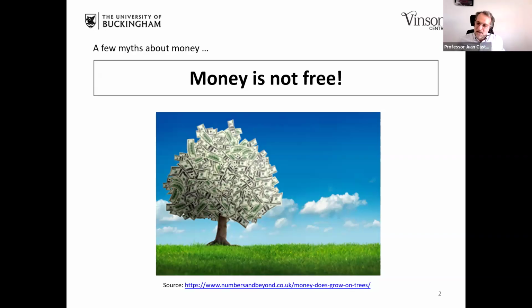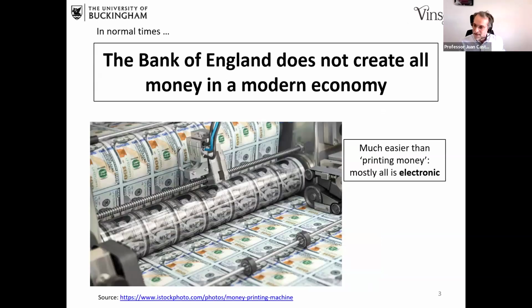So if we have too much money in the economy, that's not going to be neutral. That's going to be eventually inflationary. Money, as I said, is not free. It should be scarce. Another myth says that the money that we use in a modern economy is mostly produced by the central bank, by the Bank of England in the UK. That is not the case.